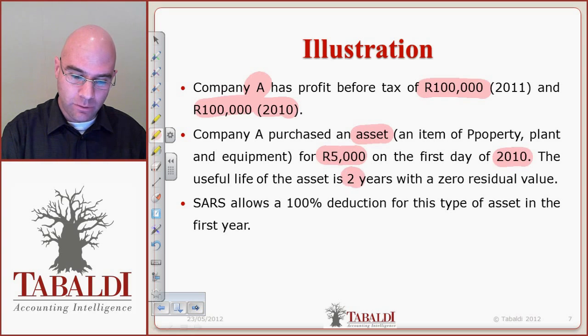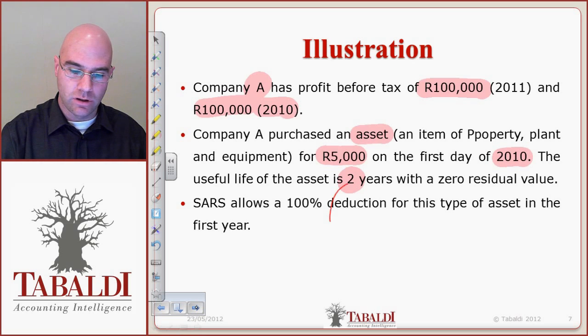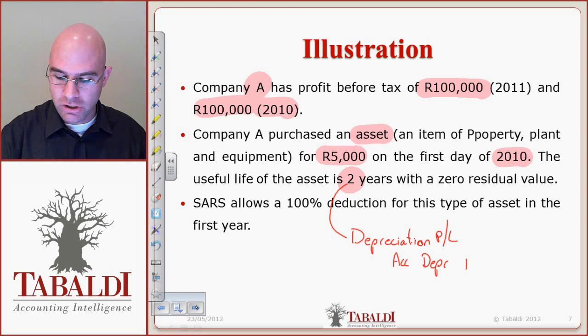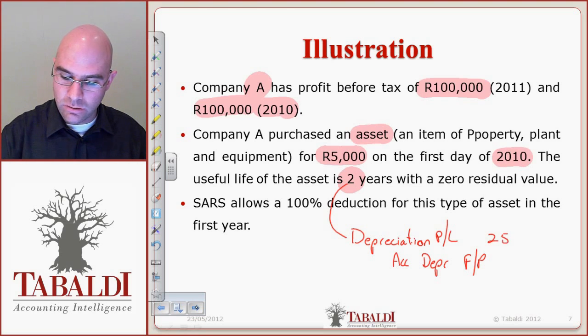The useful life of this asset for accounting purposes is 2 years and a zero residual value. Therefore, the asset will be depreciated straight line over 2 years, 2,500 Rand per year. Let's do a quick journal for that. I'll go debit depreciation, profit and loss, credit, well, the asset, but I have a sub account for the asset called accumulated depreciation in the statement of financial position. Each year that will be 2,500.